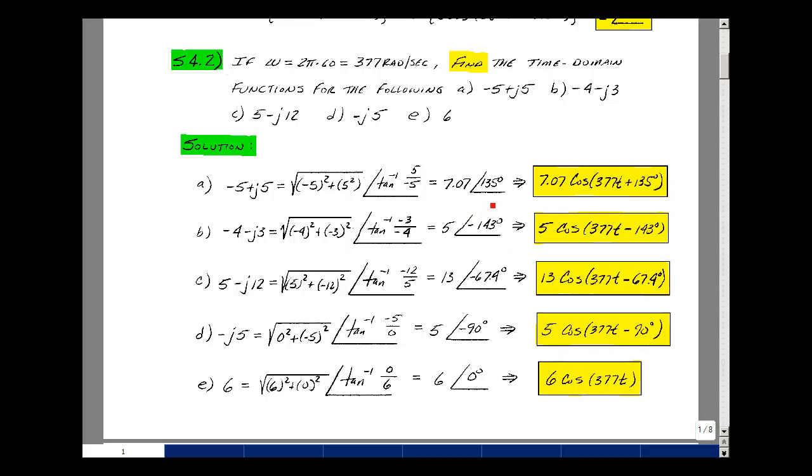Convert this into the time domain. We're going to take the magnitude, and then take the cosine of omega t, and then add the angle. 7.07 times the cosine of the quantity, 377t plus 135.